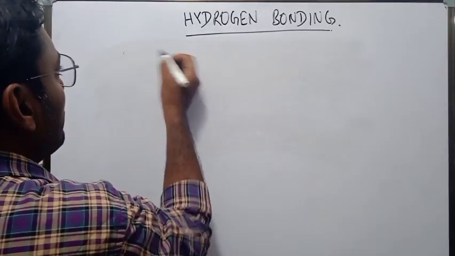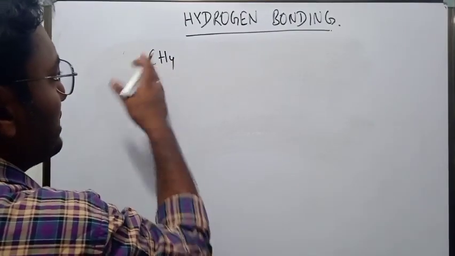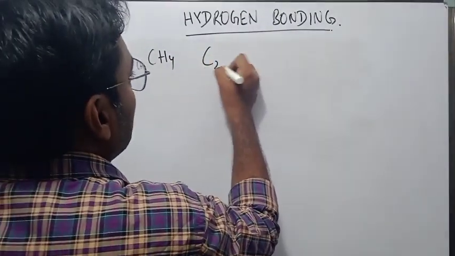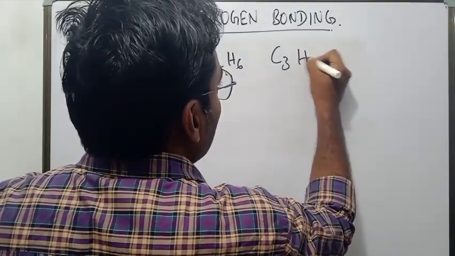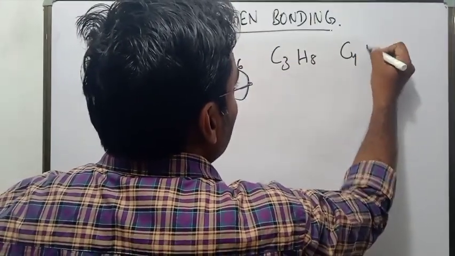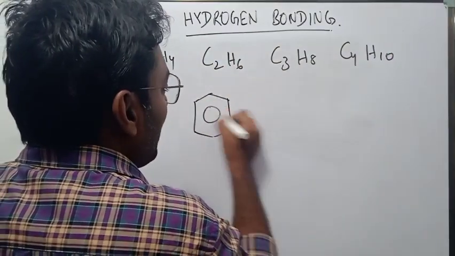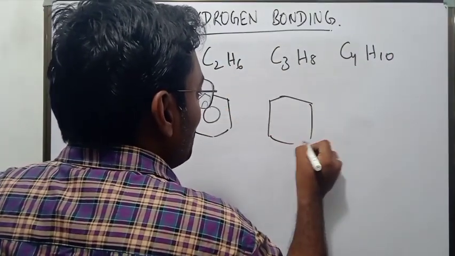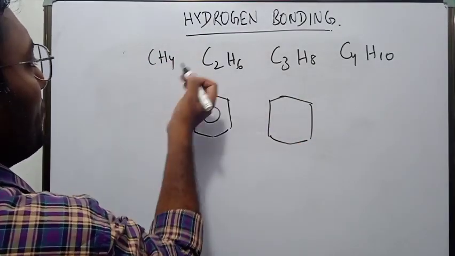Now the question before us is, do all the compounds that have hydrogen show hydrogen bonding? For example, CH4. Do they show hydrogen bonding because it's having hydrogen? C2H6, does it show? C3H8, does it show? C4H10, does it show? Okay, benzene, does it show? Cyclohexane, does it show? The answer is no, because here there is no polarity.